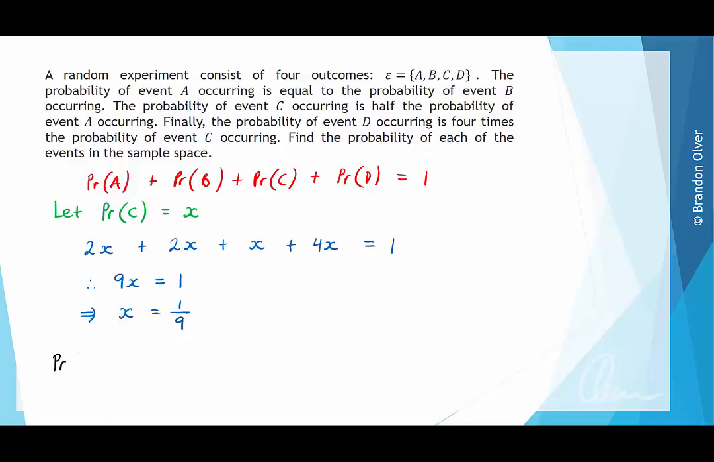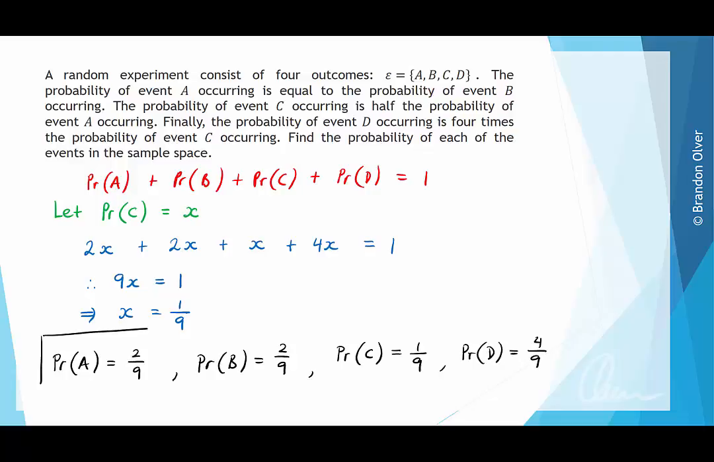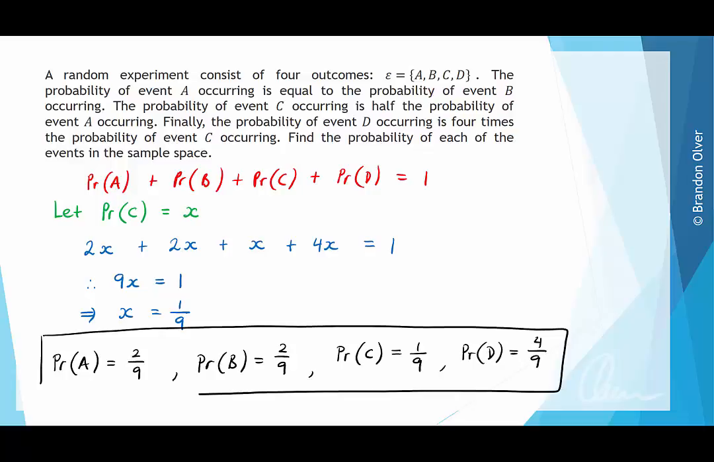So the probability of A was 2x, so that's going to be 2 over 9. The probability of B was equal to the probability of A, so that's also going to be 2 over 9. The probability of C was just x, so we know that that's 1 over 9. And finally, the probability of D was 4 times the probability of C, which was 4 over 9. So we've found all the probabilities of each of the outcomes in this experiment.